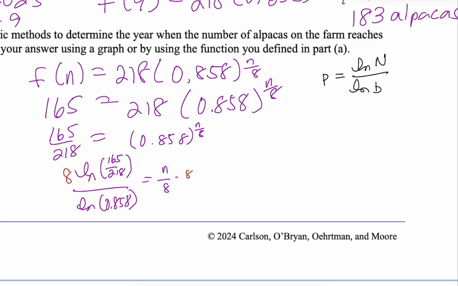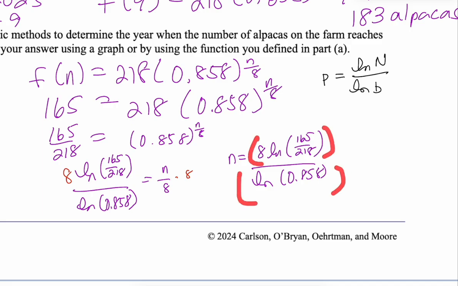I'm going to put it up at the top. Multiplication, that would be 8 over 1, so it would go on the top of our fraction. So the exact answer of years would be 8 times the natural log of that fraction divided by the natural log of our base, 0.858. Now that's the exact answer. Be very careful as you enter that into a calculator; you could even put the top and the bottom in parentheses if that helps. But n is approximately 14.550 years.